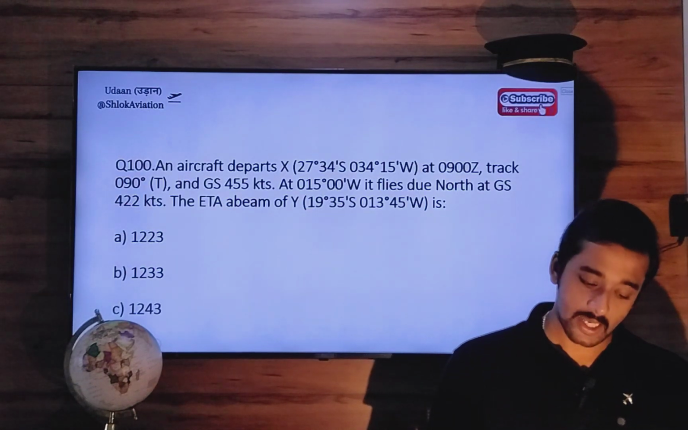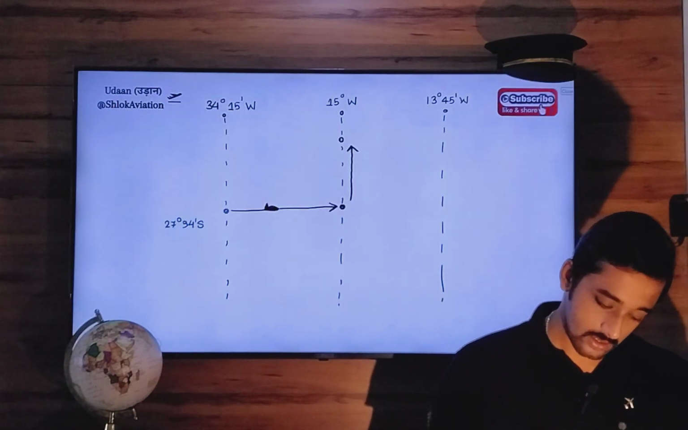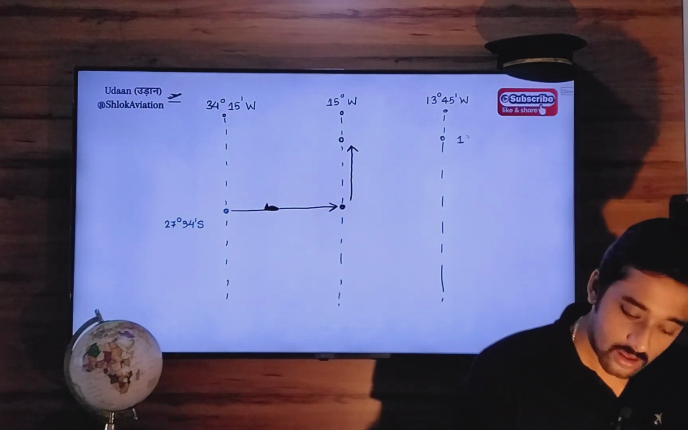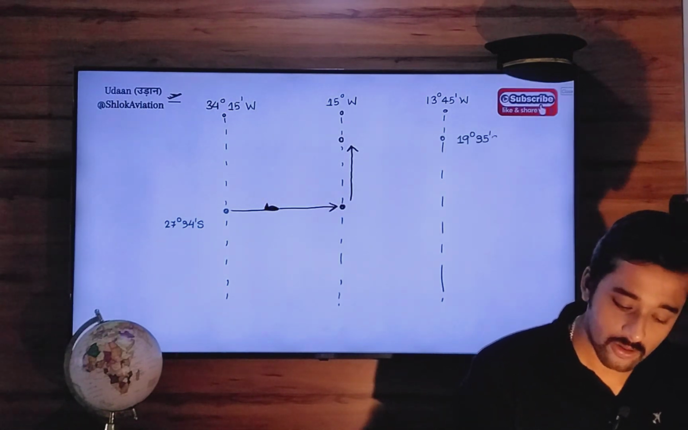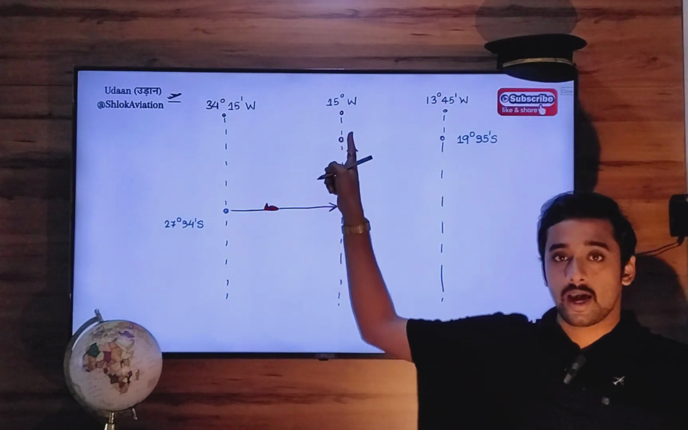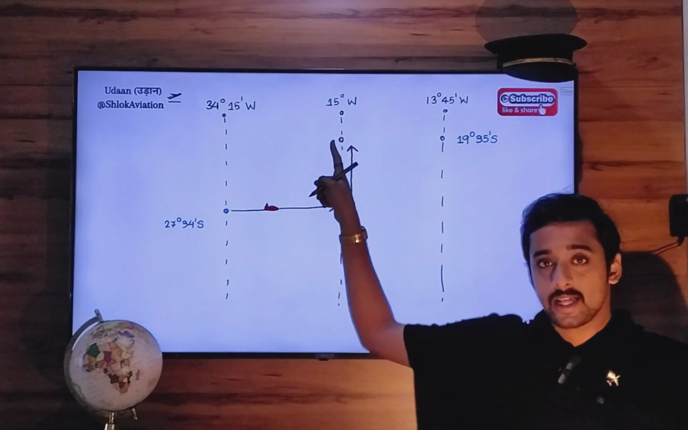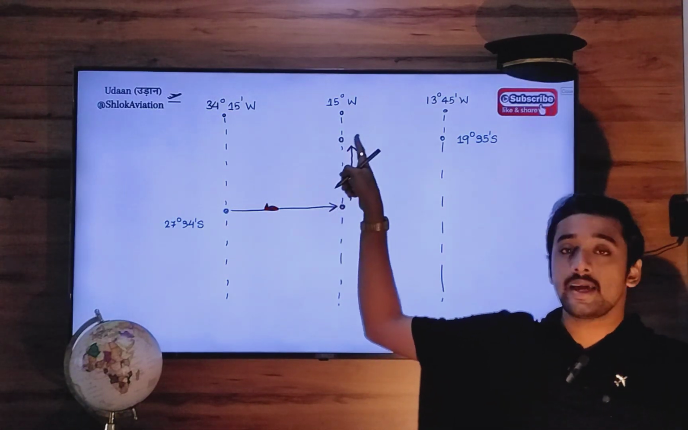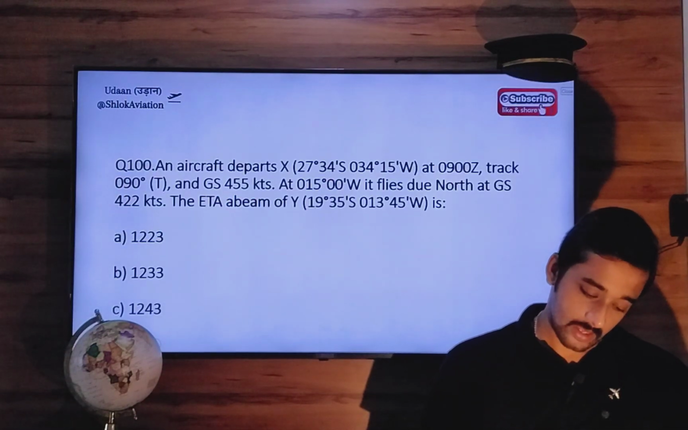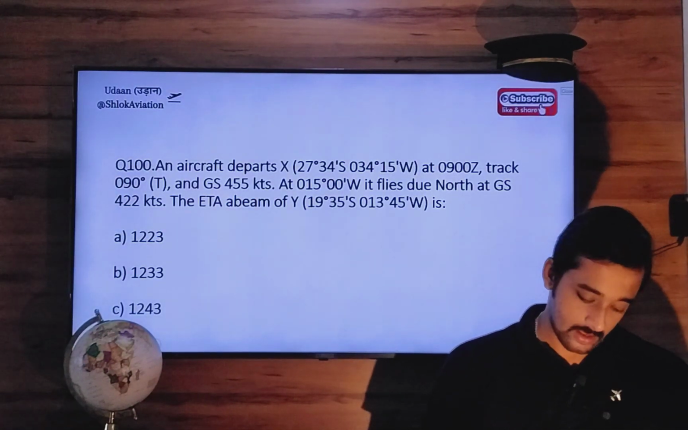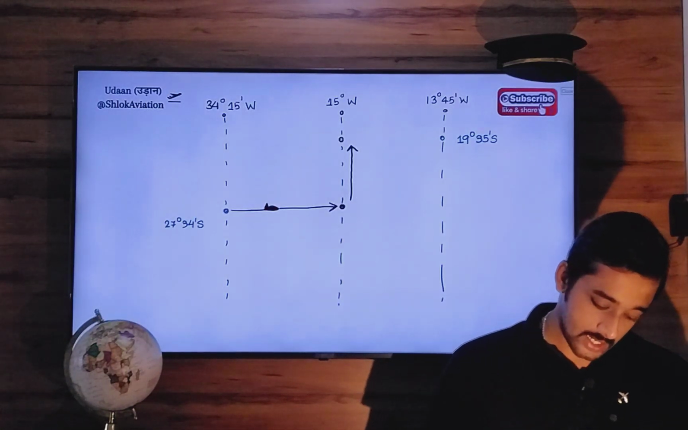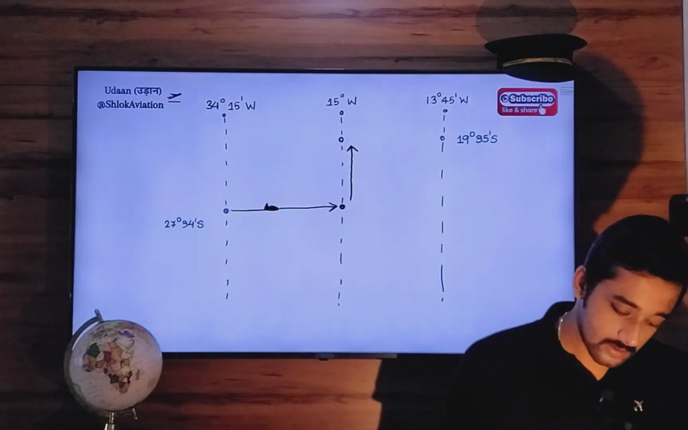And there is another position, 19 degrees 35 minutes south. So we have to find the time when the aircraft reaches this position, and this position is directly abeam. So the ETA abeam of Y. The starting time is 9 o'clock.